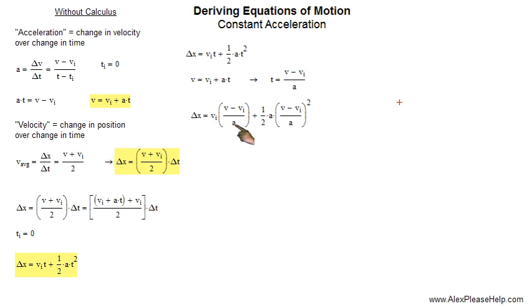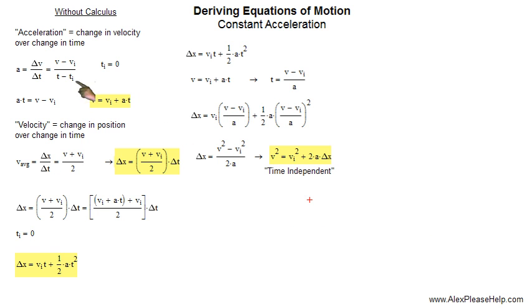Delta x equals v naught times that big guy, 1/2 a times that big guy again, squared. It looks a little messy, but when you do the manipulation and you simplify, you get this. This is the form that it's typically written in. V squared equals v initial squared plus 2a delta x. And this is known as the time-independent equation, because there is no time part to it. So if you know the initial velocity and acceleration and position, you can calculate final velocity without even knowing how long it took.